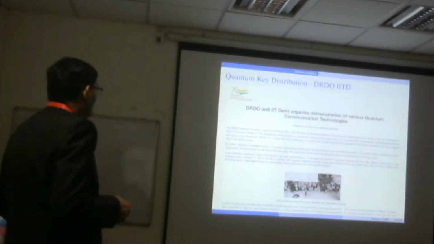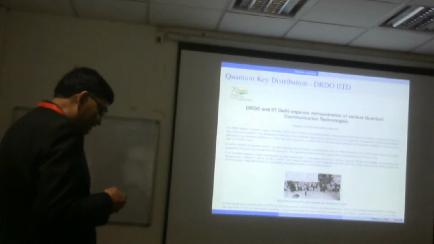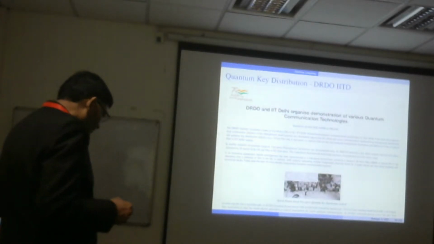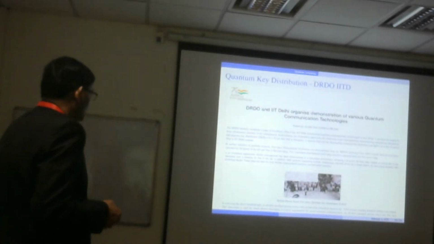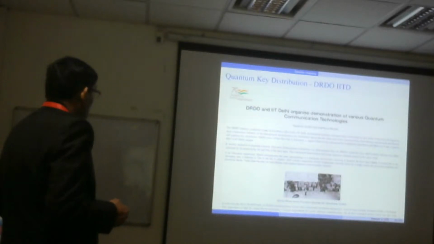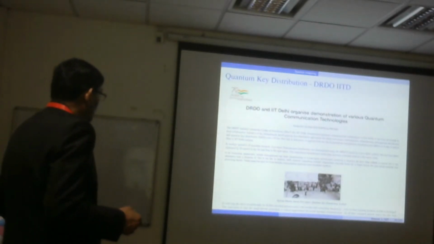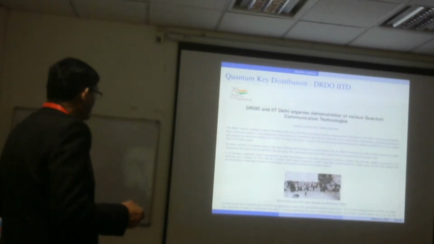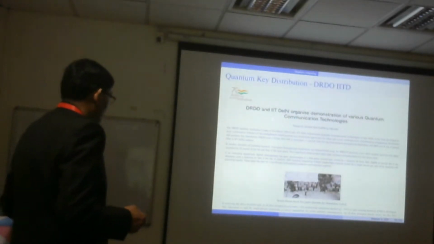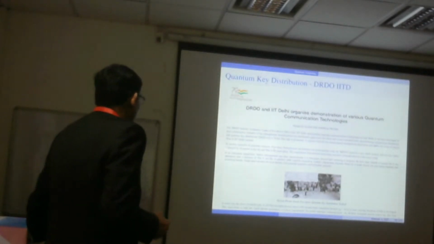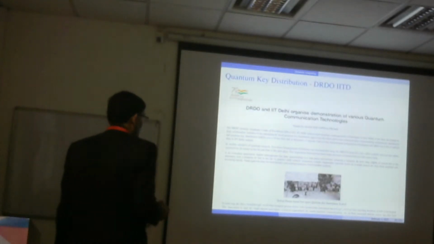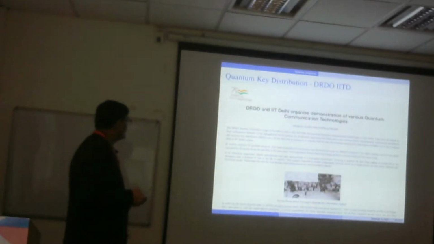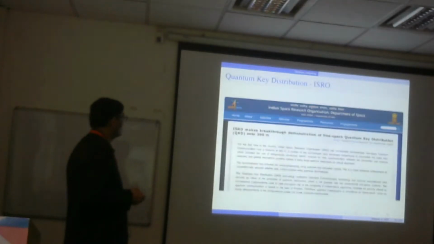In India also, you can see that we have a National Quantum Mission, and the government is funding quantum research and development of quantum technology in a drastic manner. DRDO and IIT Delhi organized a demonstration of quantum key distribution, and of various quantum communication technologies. You can see the news. So now in India also we have quantum key distribution technology.